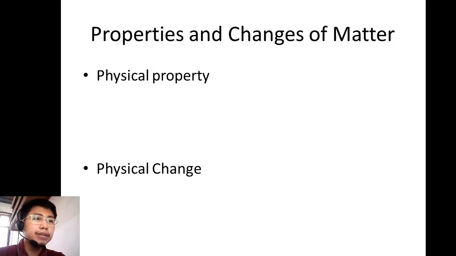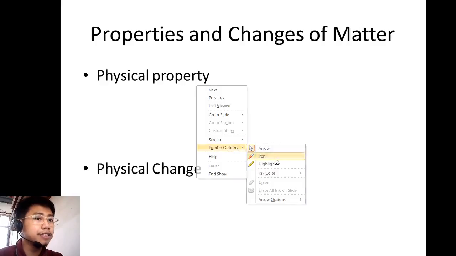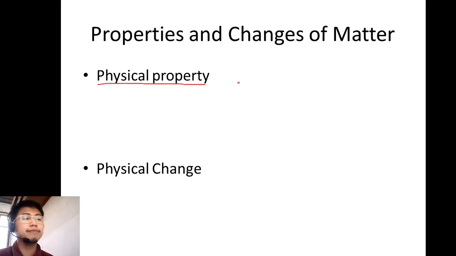We have here properties and changes of matter. So the first property is what we call physical property. When we say physical property, it can be seen, touched, tasted, and you can use your five senses. There is no changing of its chemical composition, so it doesn't undergo chemical change, but it undergoes physical change. When you say physical change, the product will still have the same chemical characteristic or composition as the reactant.